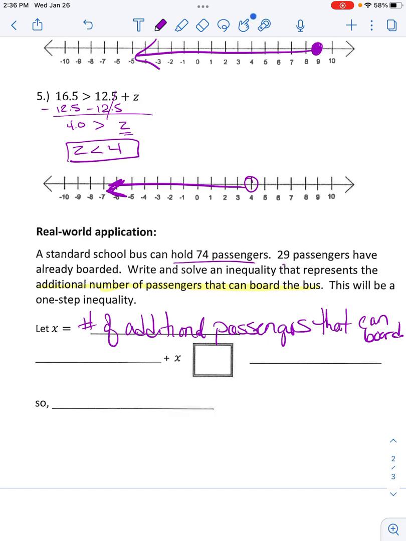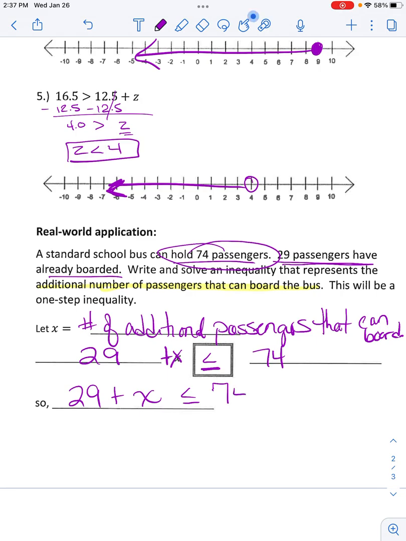Okay. We are starting with 29 passengers have already boarded, plus some additional passengers that can board, and the bus can hold 74 passengers. Okay, it can't hold more than that. It can hold up to 74. So what inequality would say up to 74? That would be less than or equal to 74 passengers. So our inequality would be 29's on plus some additional needs to be less than or equal to 74.